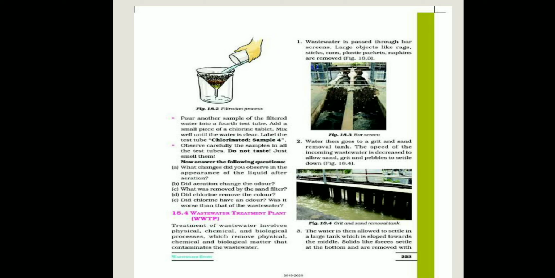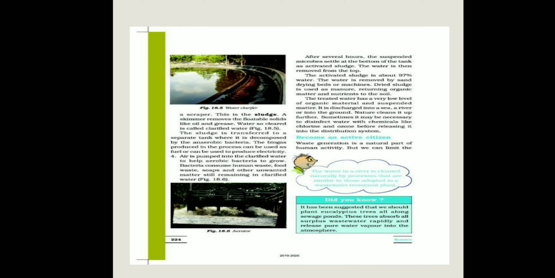Third step, the water is then allowed to settle in a large tank which is sloped towards the middle. So by this sloping, solid-like phases settle at the bottom and are removed with a scraper. Due to the presence of this slope, the solid particles can be removed. This solid waste is called sludge.